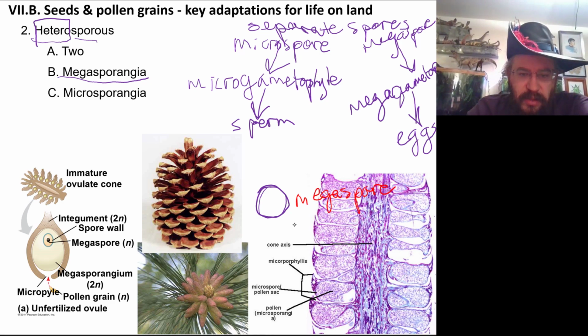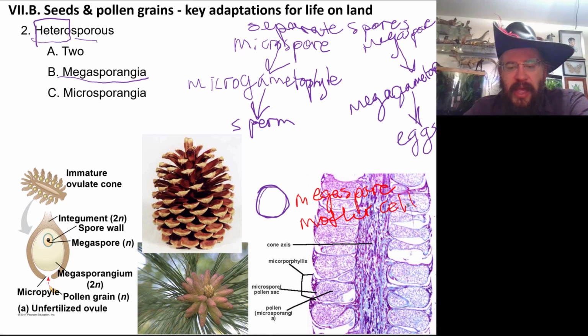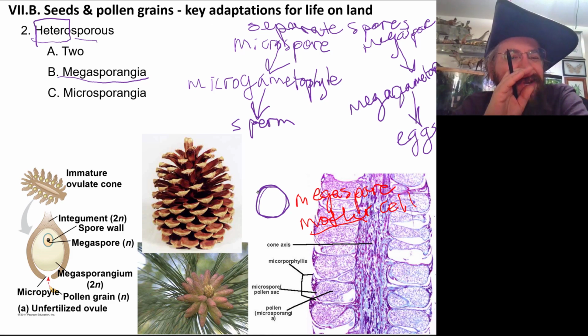Megaspore mother cell. Mother cell just means it's going to do the type of cell division that gets you the thing it's named for. So a mother cell for megaspores is going to do meiosis and get you a megaspore. A megagametophyte, an egg mother cell, is going to do mitosis and get you an egg, because it's plants and gametes are made by mitosis.